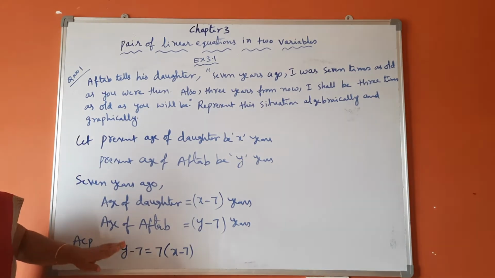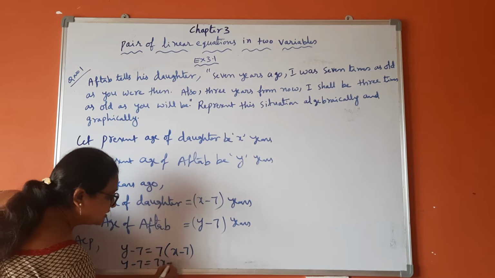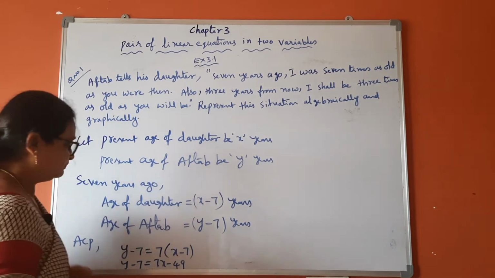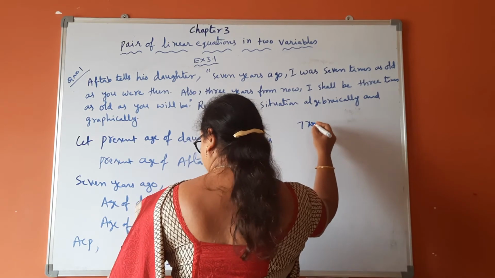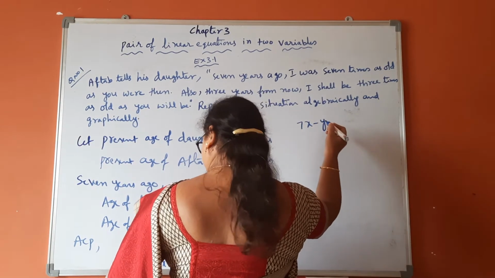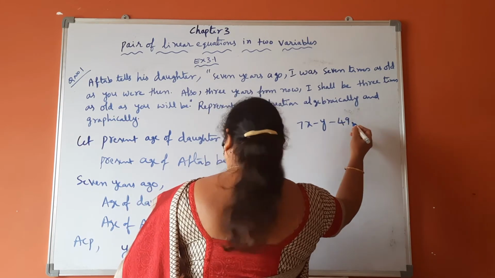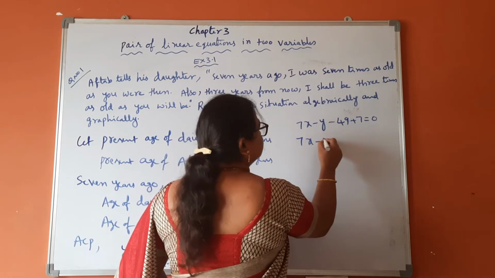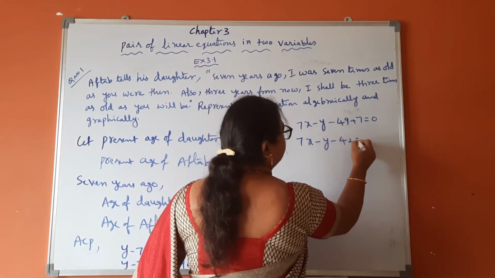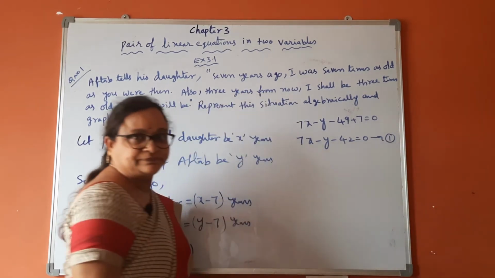This is our first equation. So y minus 7 is equal to 7x minus 49. 7x minus y minus 49 plus 7 is equal to 0. 7x minus y minus 42 is equal to 0. This is our first equation.